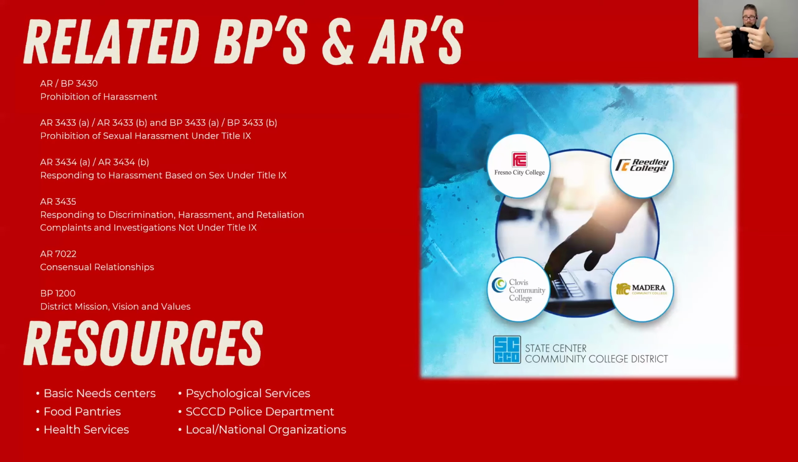And so this is a list of our related board policies and ARs as well. If you want a fun read, go check these out. We have sections on harassment in general and harassment under Title IX. It talks about our whole process and what a Title IX formal investigation looks like, and consensual relationships. We also have resources on and off campus: basic needs, the food pantry, health services, psych services, campus PD, and then our local agencies as well.